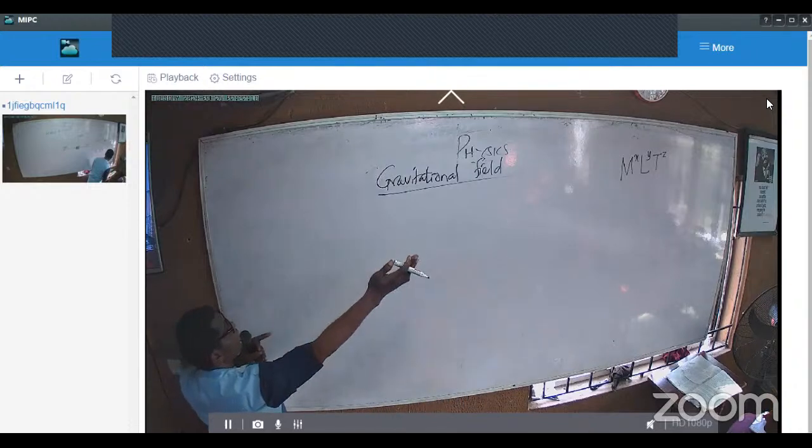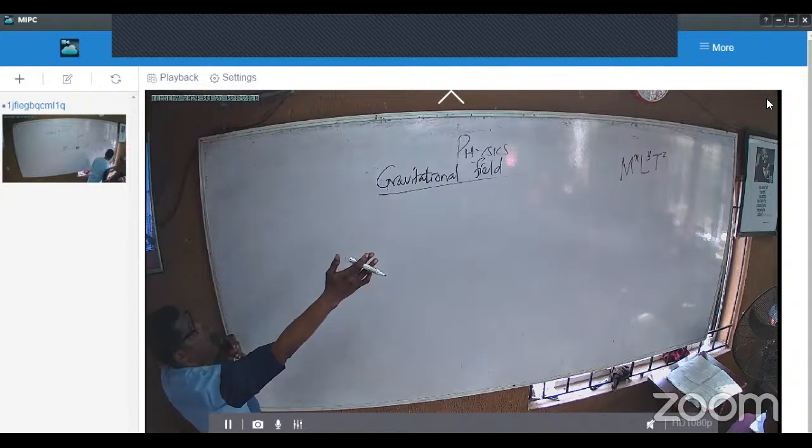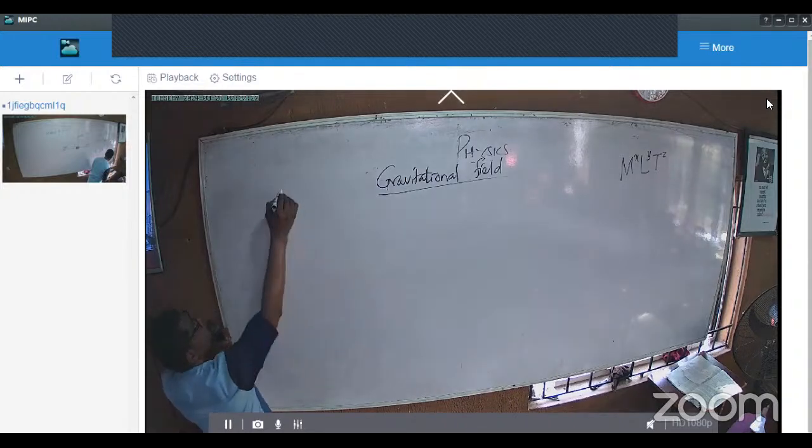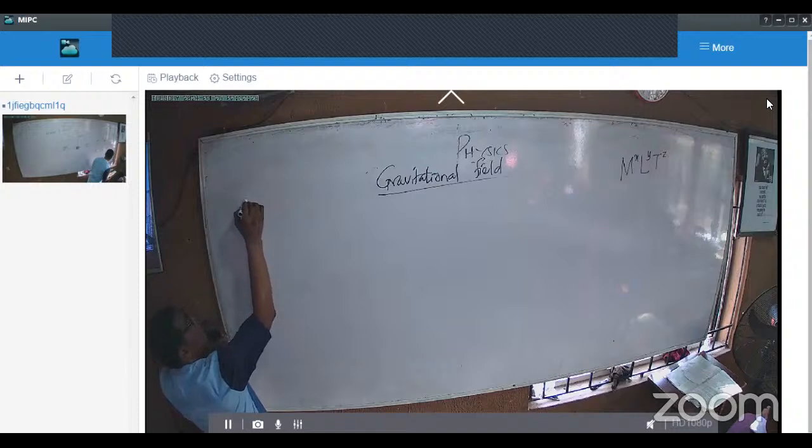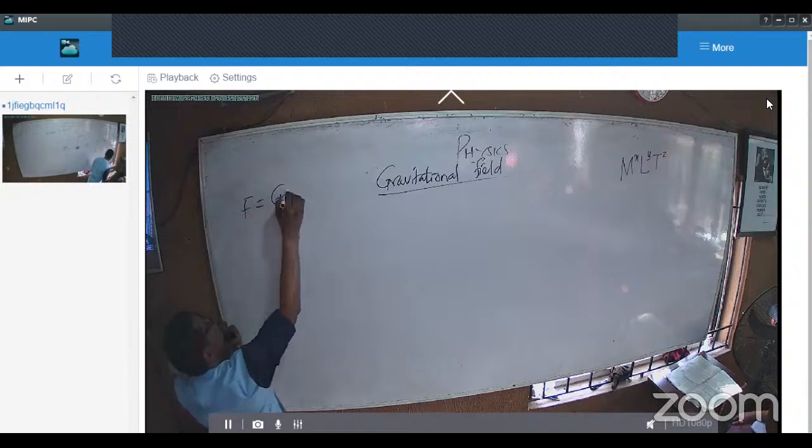M raised by x, L raised by y, T raised by z. Now we know that our F equals G m1 m2 over r squared.